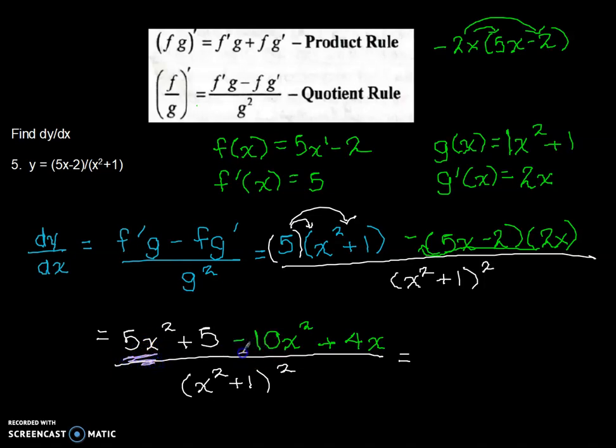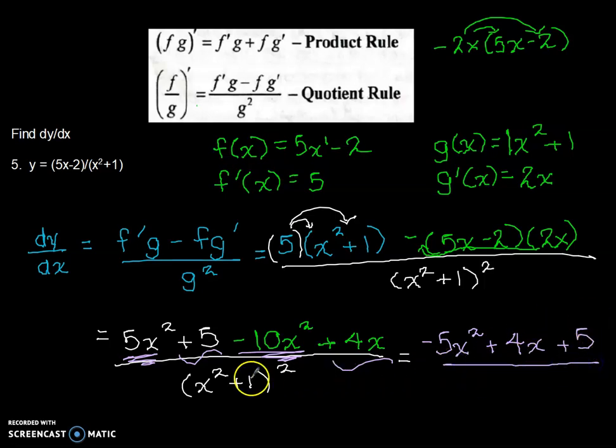So 5x squared minus 10x squared would give me negative 5x squared. The 4x, there's nothing with x, so I'll bring it over. And then constant plus 5, nothing there as well, so I'll bring that over. And then over the denominator, which I haven't used at all, which is x squared plus 1 squared. And that's it. That is your derivative.